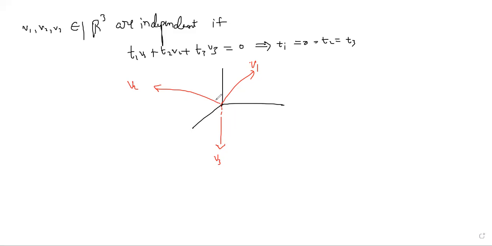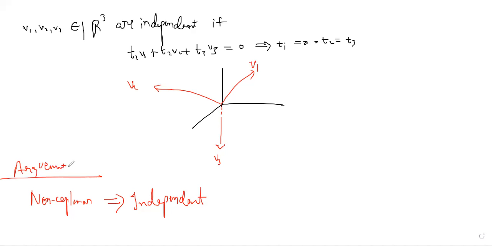Now, can anybody argue that if these three are non-coplanar, then they are independent? I want an argument, just an argument. Remember the proof. I'll ask for the proof also for homework after I say a little bit more.